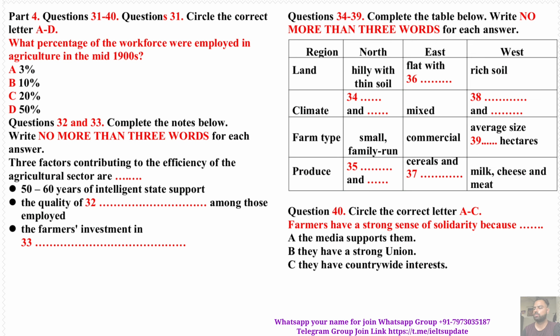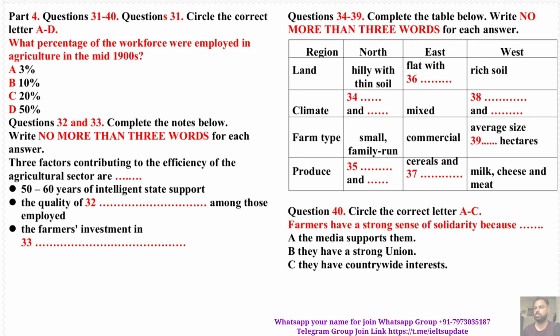The third broad region is the West, where it's a different story again. The climate is warmer than in the North and much wetter than in the East. The resulting rich soils in the West provide excellent pasture, and the farms there are quite large, typically around 800 hectares. The main products are milk, cheese, and meat.